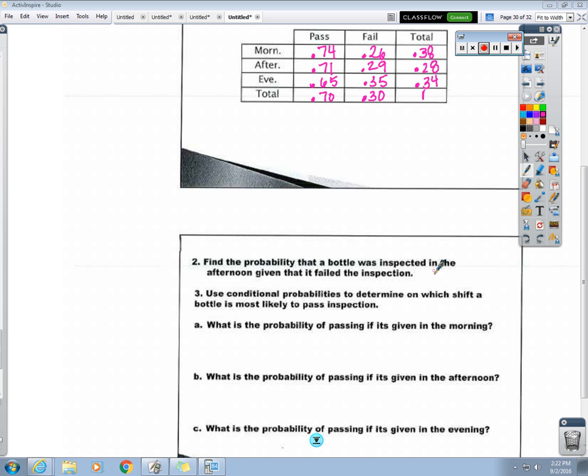What's the probability that a bottle was given in the afternoon and failed? 29%, right. Use conditional probabilities to determine on which shift a bottle is most likely to pass inspection. When will it most likely pass inspection? Morning.